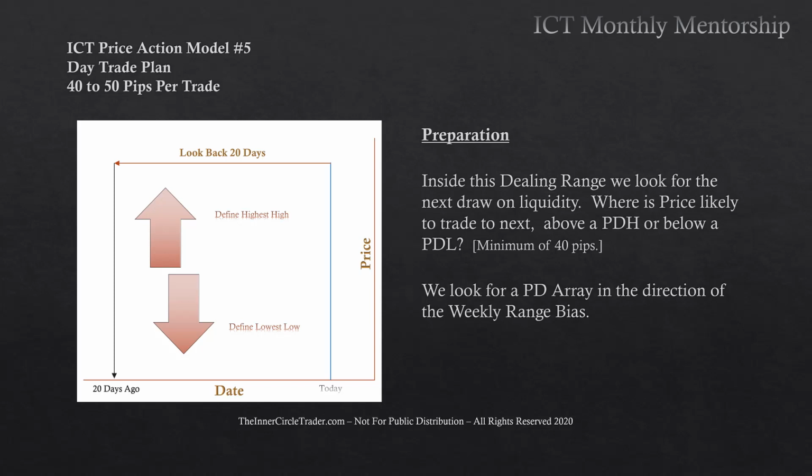Minimum of 40 pips. Remember, this model focuses on the low end of 40 pips to an average of 50 pips per trade. Now, you can get more as we get into the other slides that talk about that, but I want you to focus primarily on this range, if you will. And we will look for a PD array in the direction of the weekly range bias.